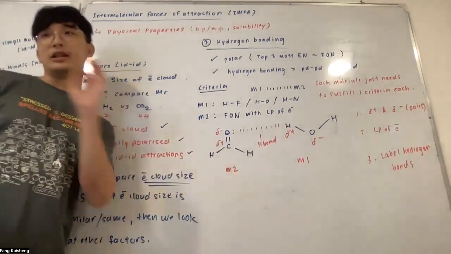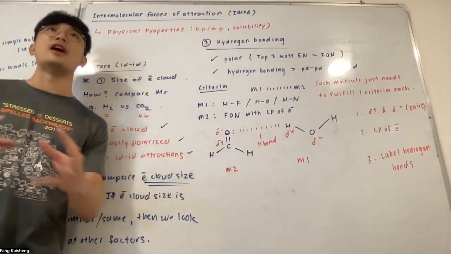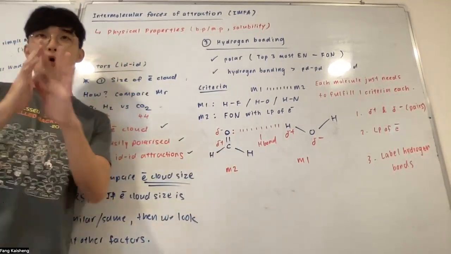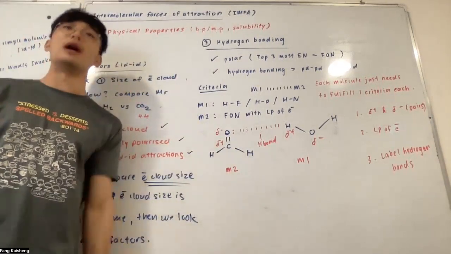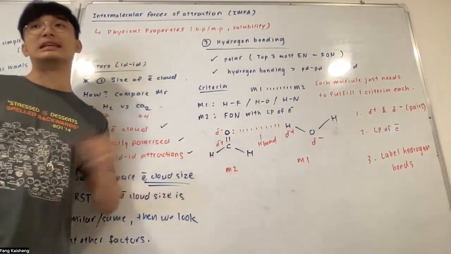This diagram here is usually 2 marks. CH, the electronegativity difference is very, very small. So there's no partial charges. Considered non-polar. That's why you don't draw anything here.